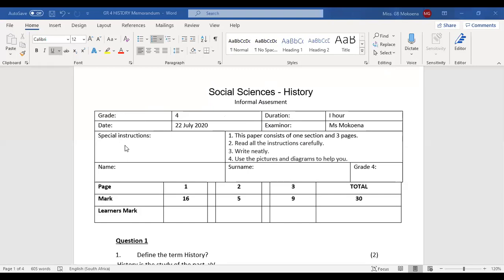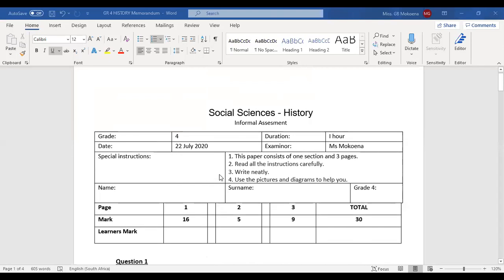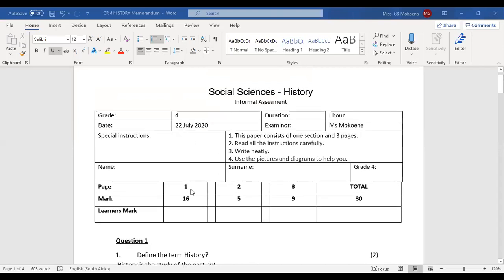So let's read the instructions. Before answering any paper, you need to read the instructions. It's very important, because you might write your answers only to find out that the instruction said don't write answers. So it's important that we read the instructions so we can know what to do.